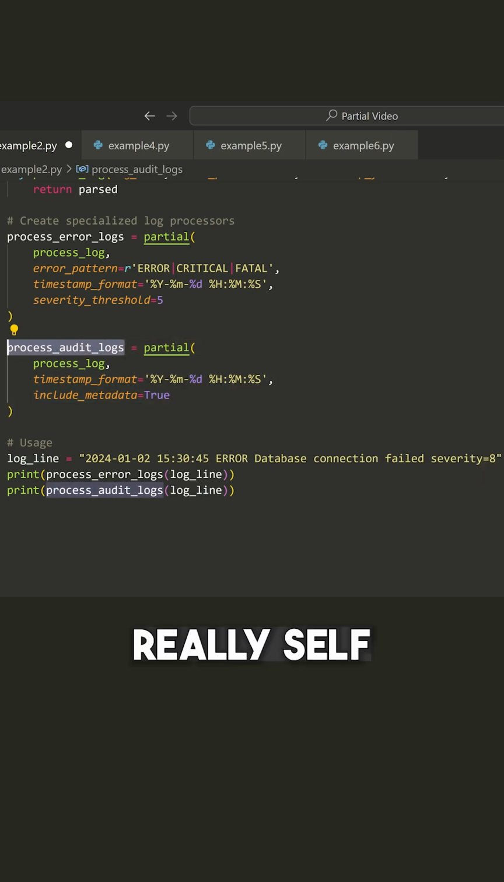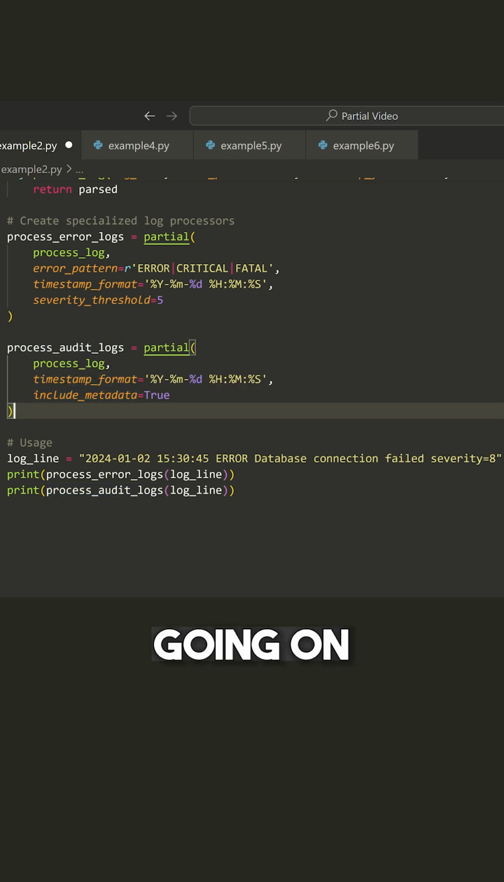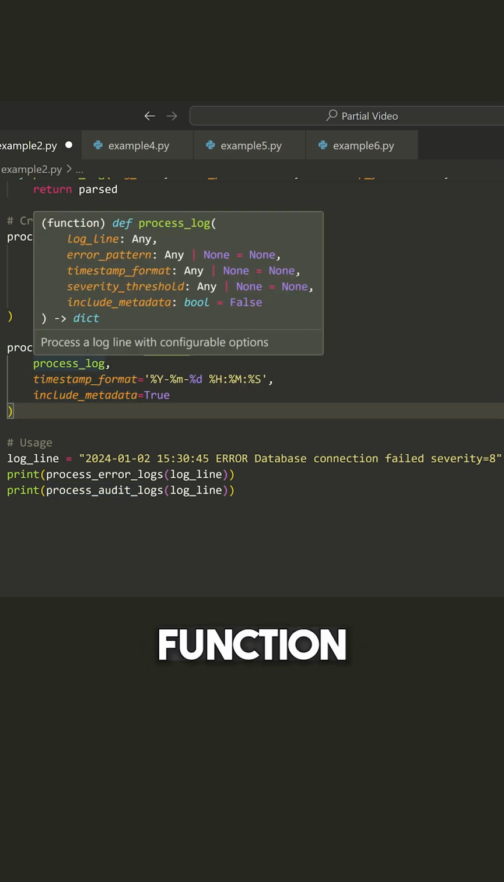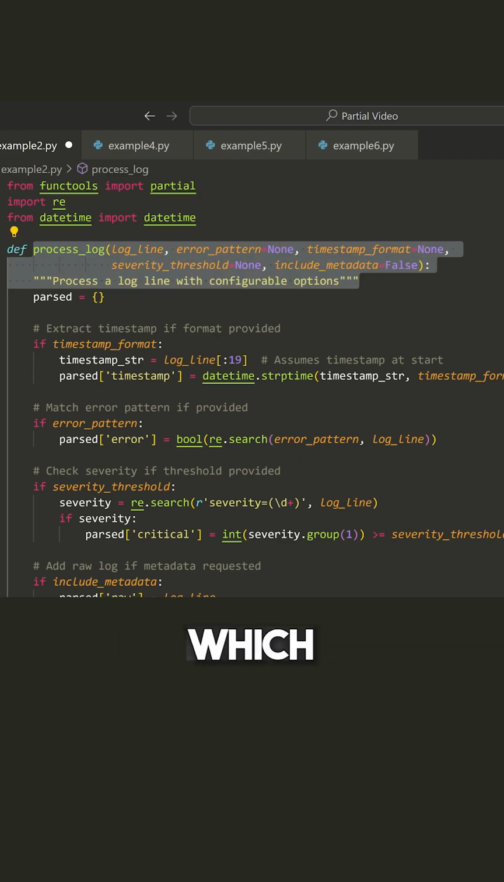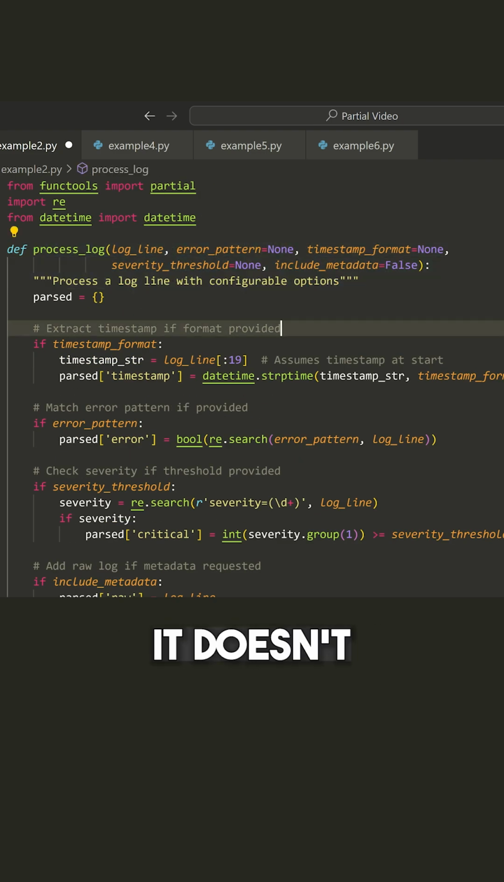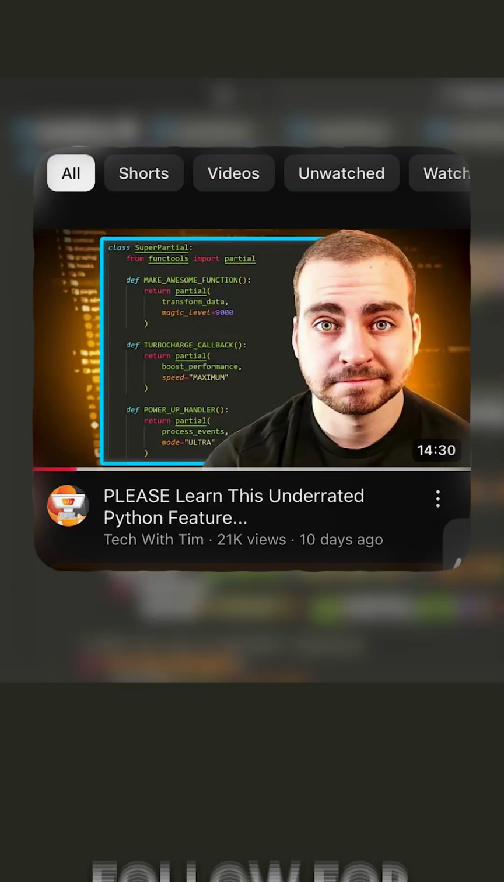It allows us to really self-document exactly what's going on, and it will also include and keep all of the type hints for the original function. Partial keeps all of the type hints in the original function information, which if you wrap it with another function, it doesn't, and you would have to rewrite all of these arguments.